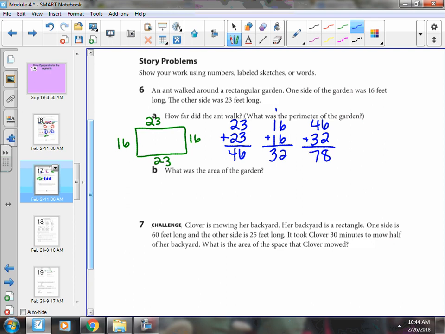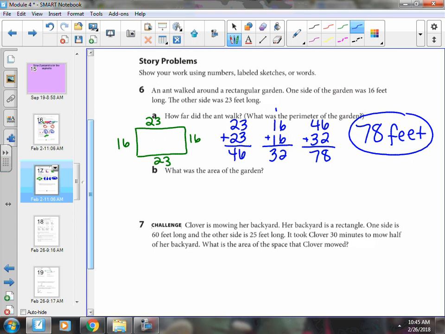For our total, say plain perimeter. Plain perimeter. So it's just plain feet because we're just adding the lengths besides the ant walked. Letter B is the area. Now this is a 2-digit number times a 2-digit number. We are going to be learning traditional multiplication next week.